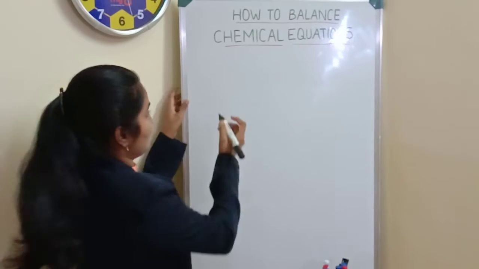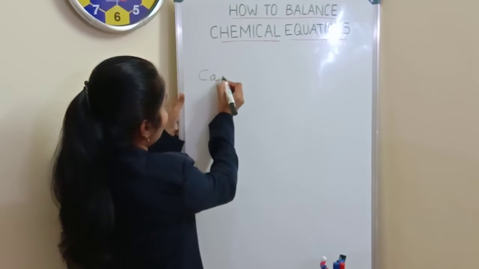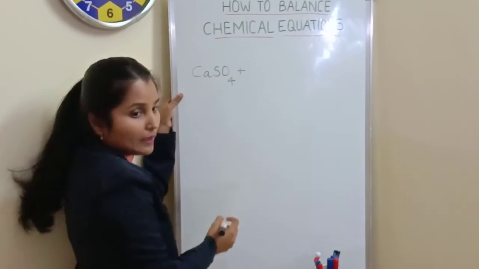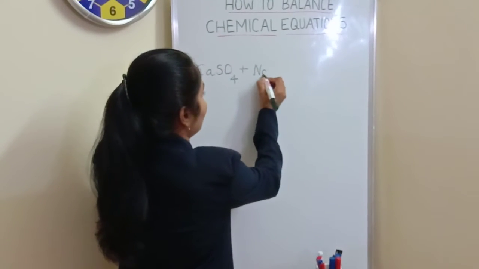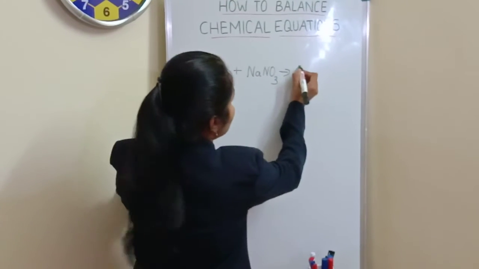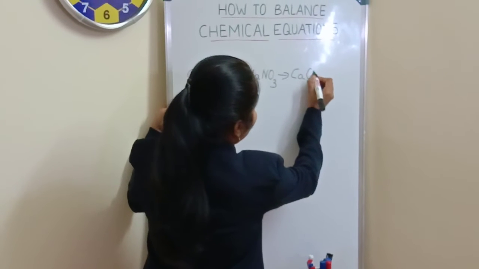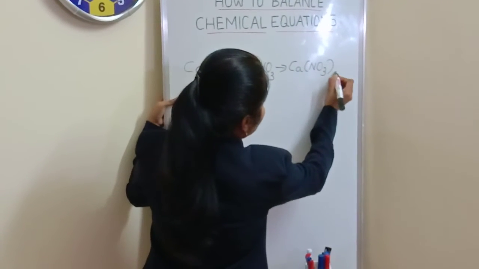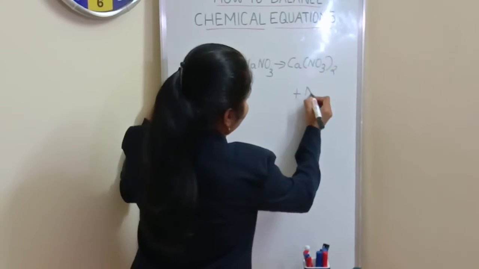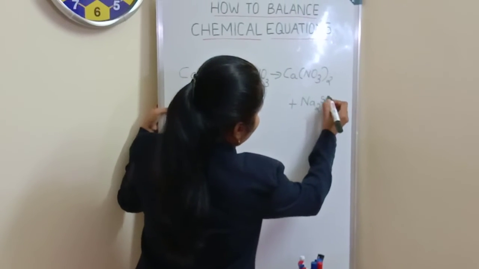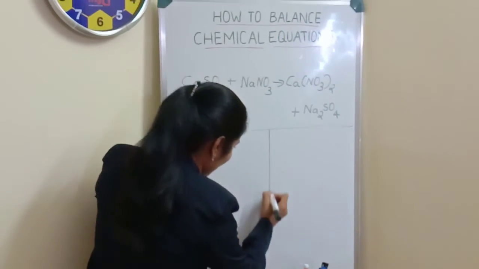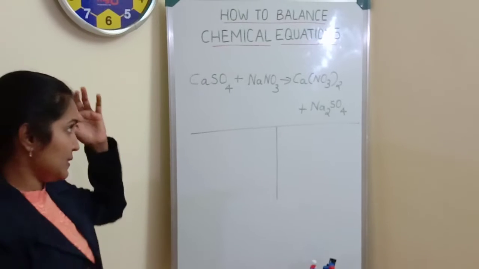In that case, for example, I will give you CaSO4 plus NaNO3 gives Ca(NO3)2 plus Na2SO4. So we will write the type of atoms, total number of different types of atoms present in this equation.